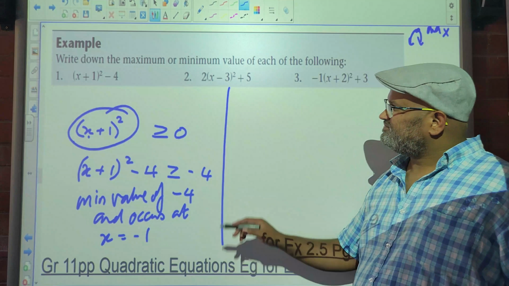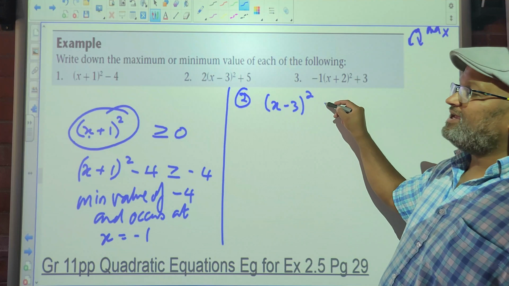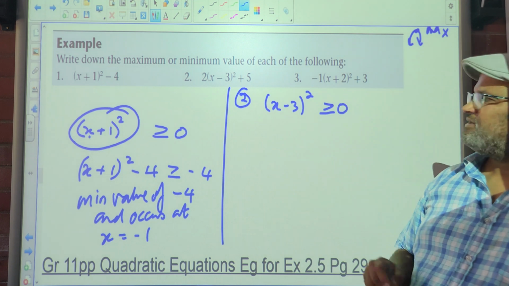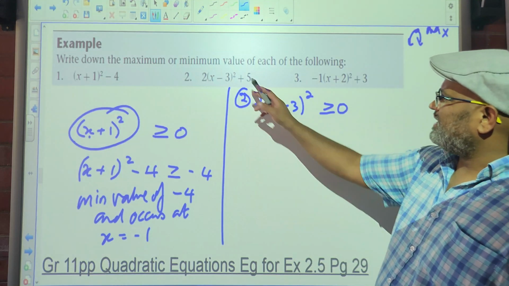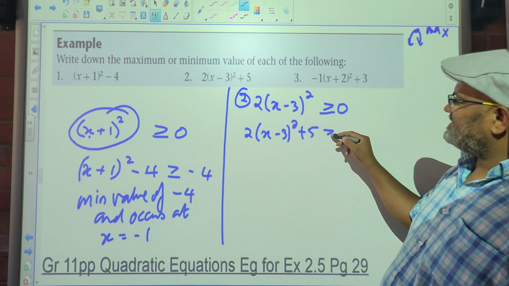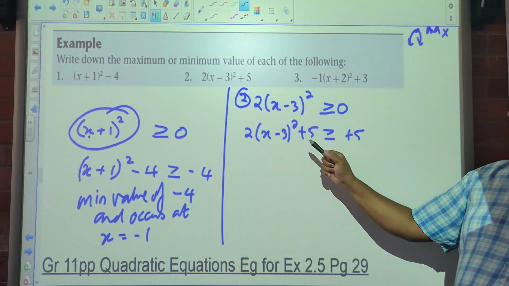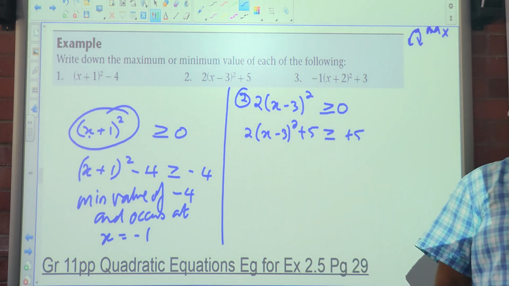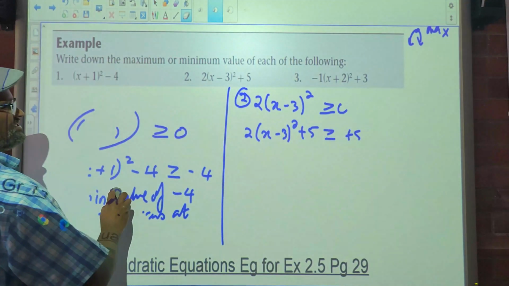Let's look at number 2. x minus 3 squared will always be greater than or equal to 0. If I put a 2 in front, it's still the same thing. What happens now with this plus 5? We add 5 on that side and we add 5 on this side. Will this graph have a minimum or maximum? A minimum value of 5, and it occurs at x is equal to 3. That's how the textbook explains. Otherwise, I just use the graph itself.